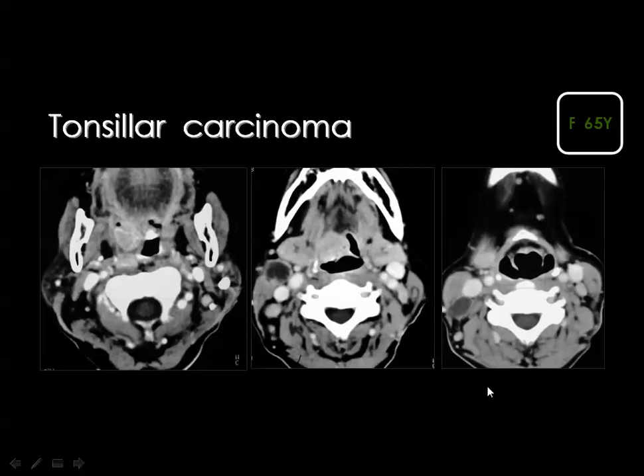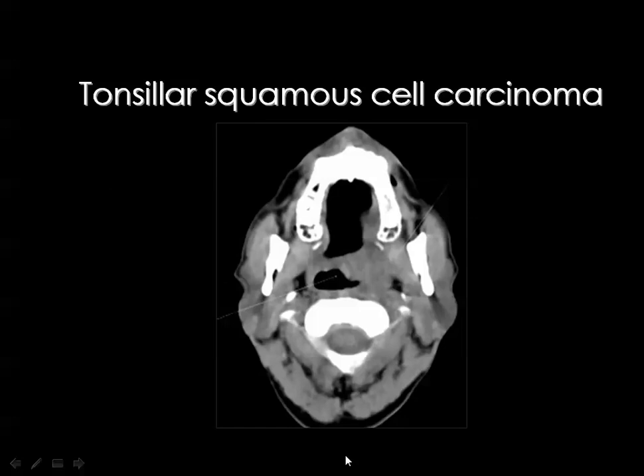But in the neck, you can see this necrotic lymph node deep to the sternomastoid muscle, and this is another one, metastatic lymphadenopathy, and this is the third non-necrotic lymph node as well. This is a good example of tonsillar carcinoma.